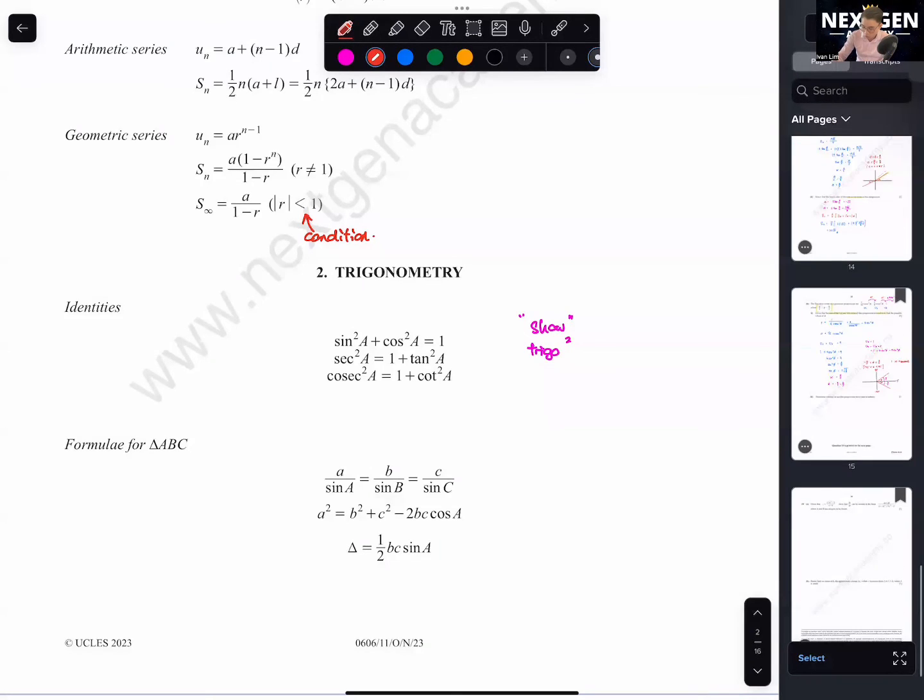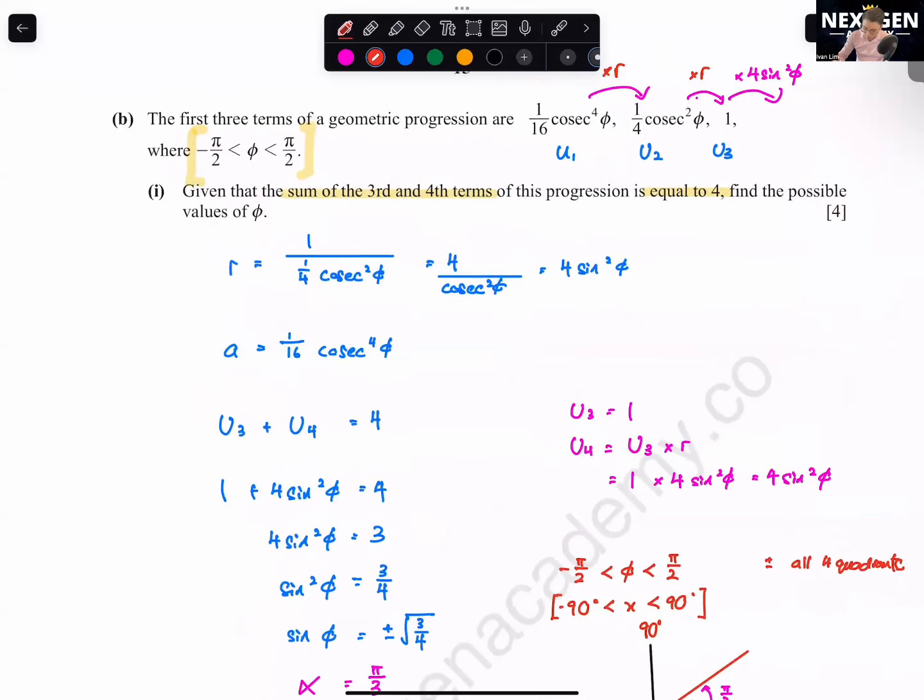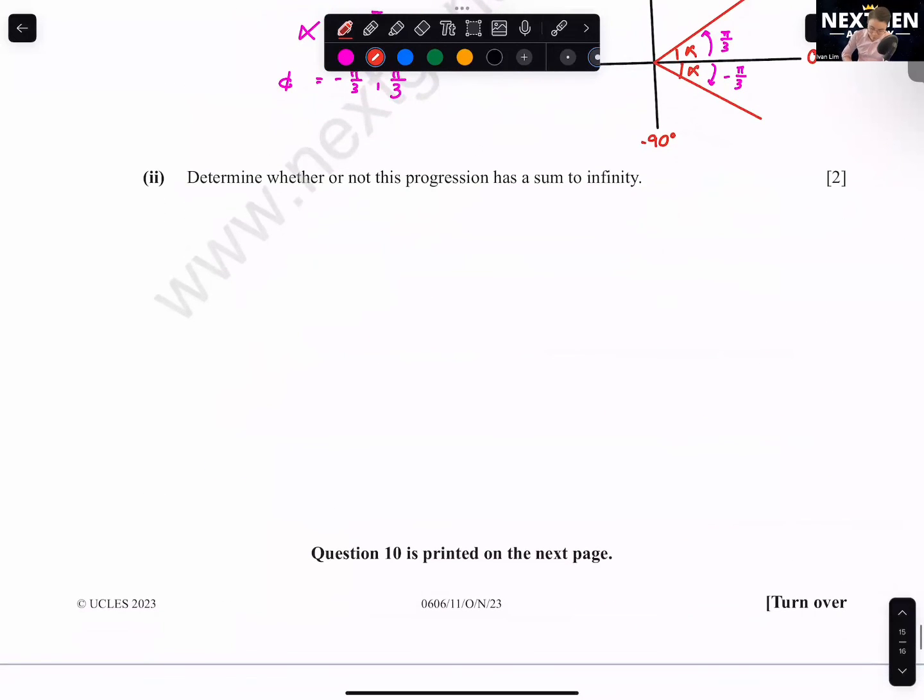So I'll teach you how to use it here. We need modulus R less than 1. Your condition is it needs to be between negative 1 and 1. Okay, your R value needs to be in between negative 1 and 1 for a sum to infinity to exist. It's just a condition. Okay, let's check whether this one has a sum to infinity. How do I check this?